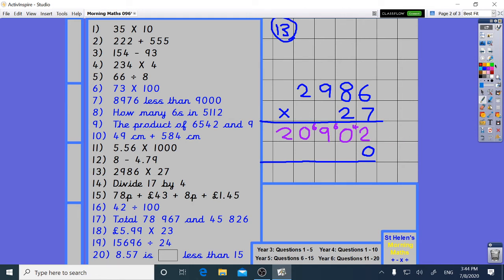Let's do the next line in red, because we've done the purple line, which was everything multiplied by 7. Now we're going to do everything multiplied by 2, which is really worth 20. So we place a 0 in, we can pretend it's 2. 2 times 6 is 12. 2 times 8 is 16, plus 1, 17. 2 times 9, 18, plus 1, 19. 2 times 2, 4, plus 1, 5.